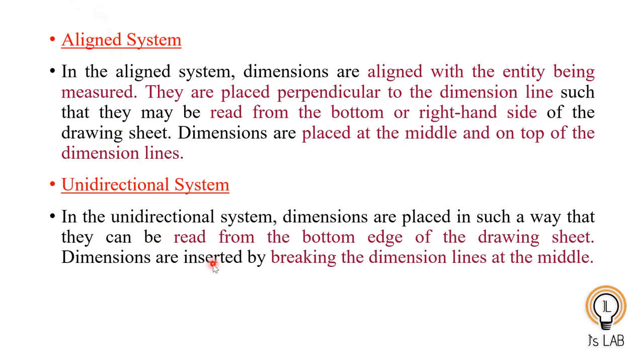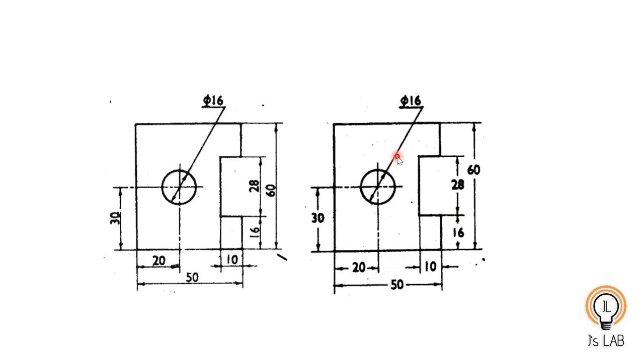Next is the unidirectional system, that is read from the bottom edge of the drawing sheet. Here you can see all the dimensions can be read from the bottom side. How it is drawn is, the middle of the dimension line is broken and there you write the dimension. So 30, mark the difference between this dimension and this dimension. Here it is parallel to this line, but here it is parallel to the bottom line, and you have made a break and written here.